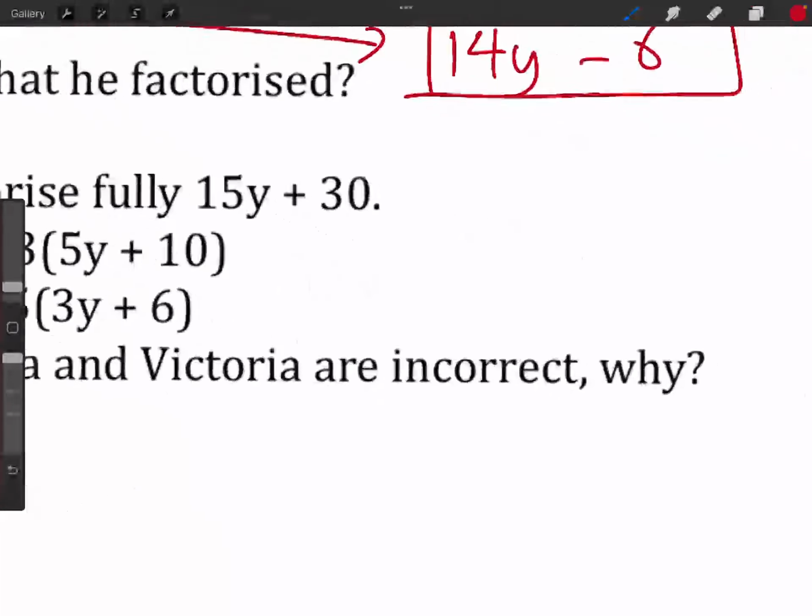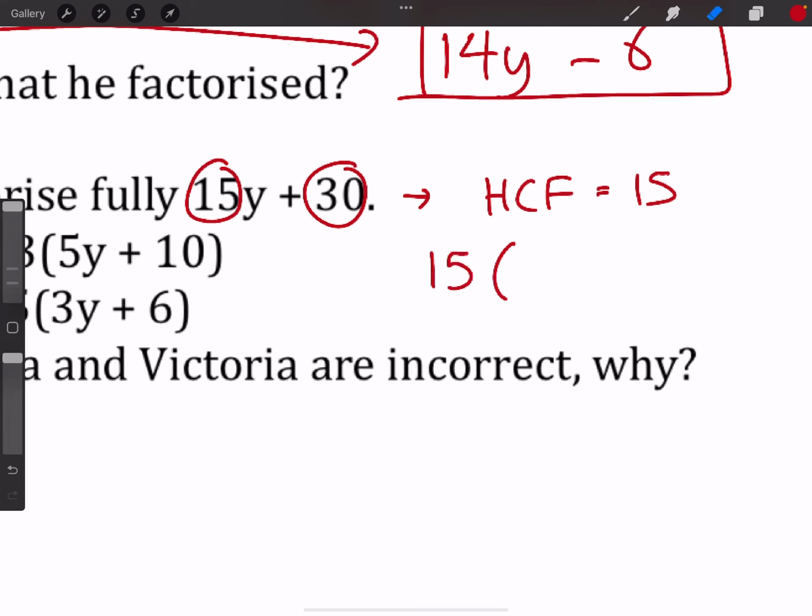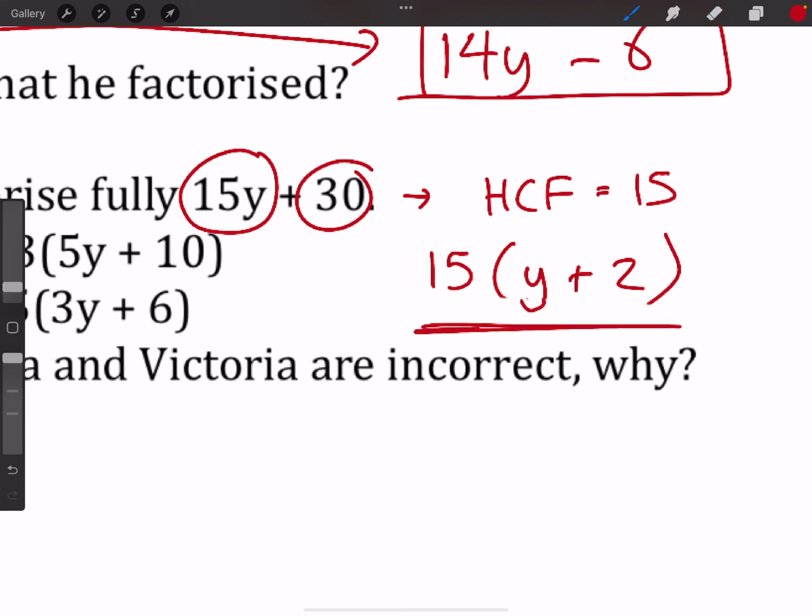Okay, so let's see. How would you normally factorize this? Well, we look at the two terms. This one has no letters, so we can only factorize the numbers. So let's look at the numbers, 15 and 30. Well, they can both be factorized. What's the highest common factor of 15 and 30? It's going to be 15, so we can take a 15 out. And what's inside the brackets? What is 15y divided by 15? You're going to get y. Now the second one is plus. What's 30 divided by 15? That's just 2. So the answer should be 15 in brackets y plus 2.